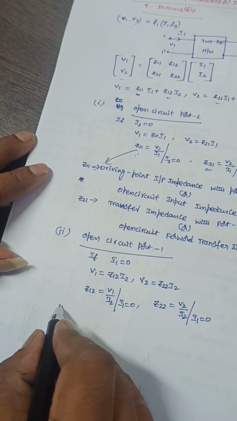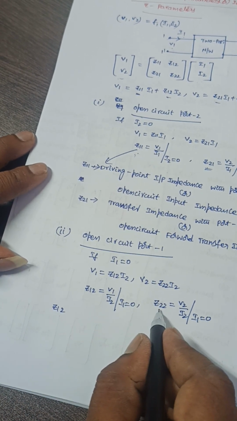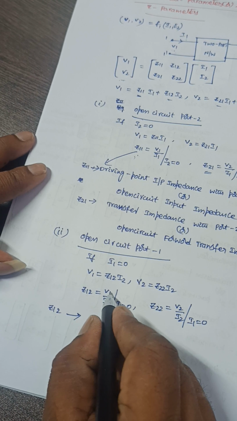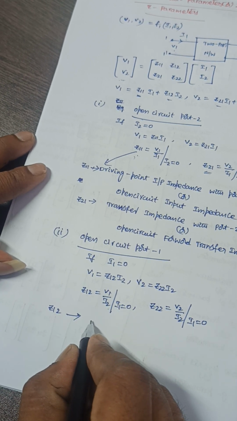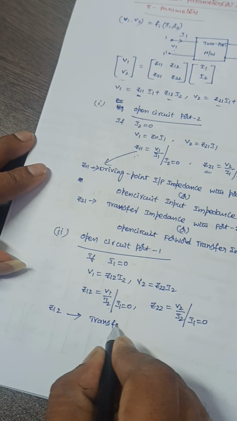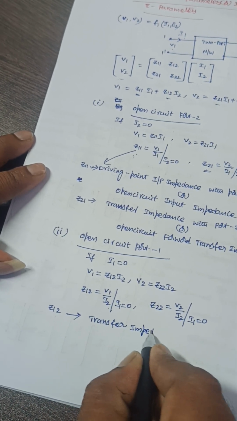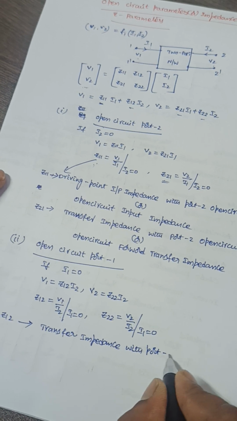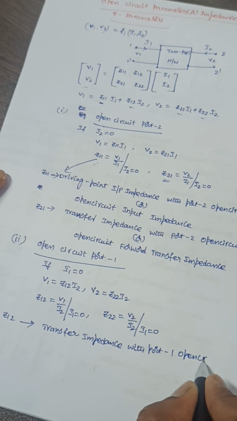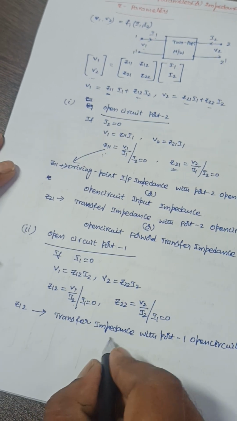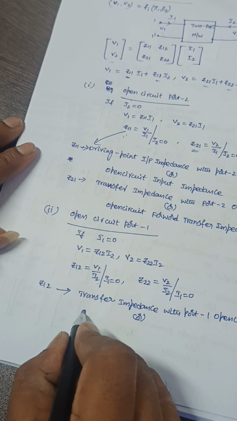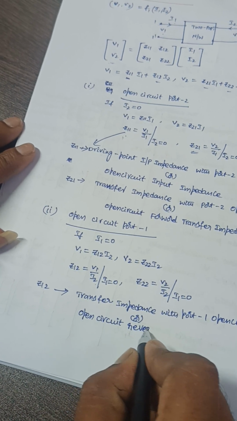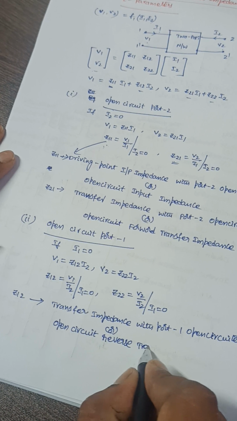So Z12 and Z22 are the impedance parameters, and Z12, being V1 by I2, is called the transfer impedance with port 1 open circuited, or it is also called the open circuit reverse transfer impedance.